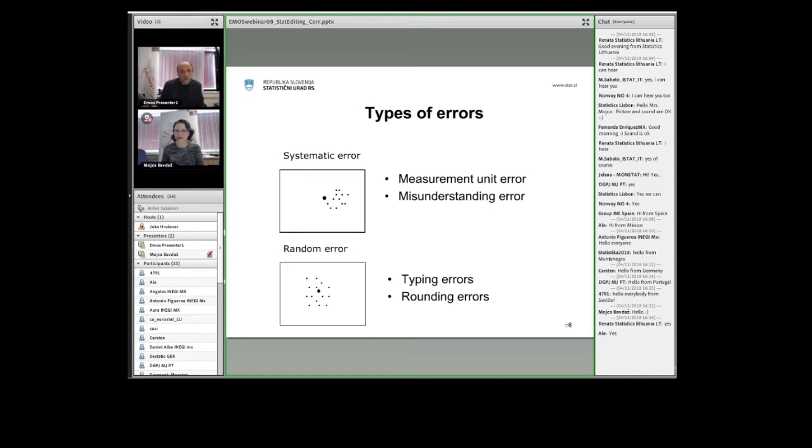If units report measurement unit error, you will of course get too large results, in this case when you have euros instead of 1,000 euros. In contrast, random errors in fact don't generate bias, but they just increase the variance in your data.